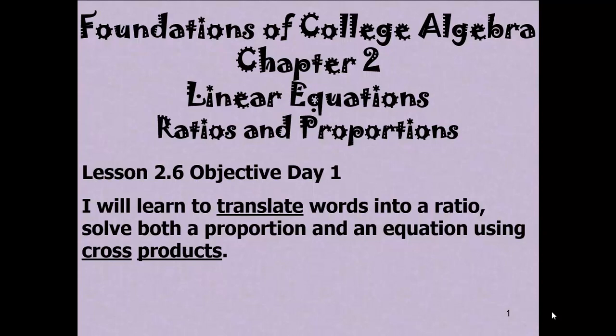Hey there. Okay, still linear equations, but we're making progress through this chapter. We're going to talk about ratios and proportions. We have to talk about ratios first because when you set two ratios equal to each other, you get a proportion, and proportions are a special type of linear equation. So today we will learn to translate words into a ratio. We're going to learn to solve both a proportion and an equation using a technique called cross products, which you have seen before. Ready, set, go.